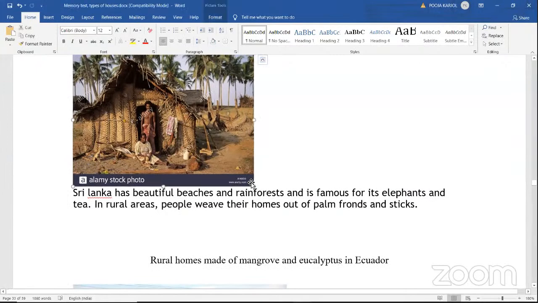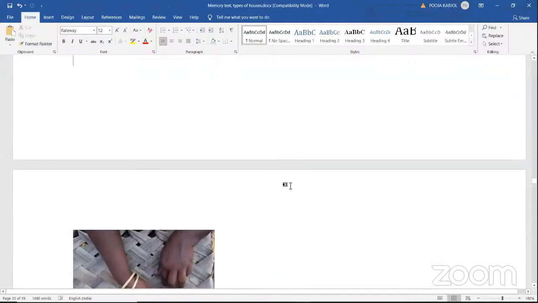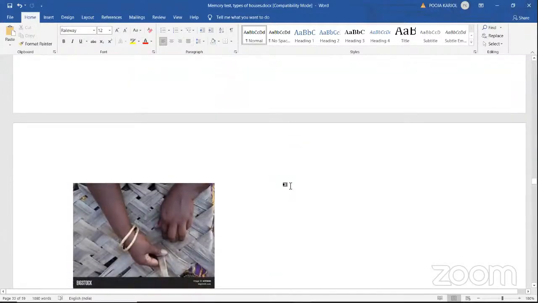Okay. Looks similar to South Indian houses. Yes, it does. But again, culture in Sri Lanka and South India is very similar. Don't you think?